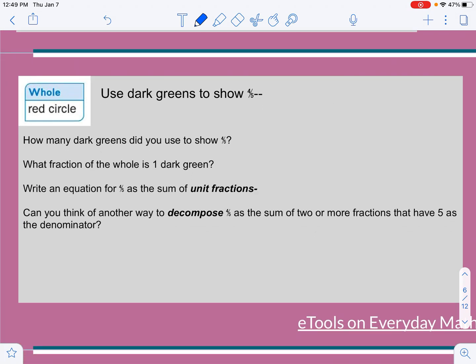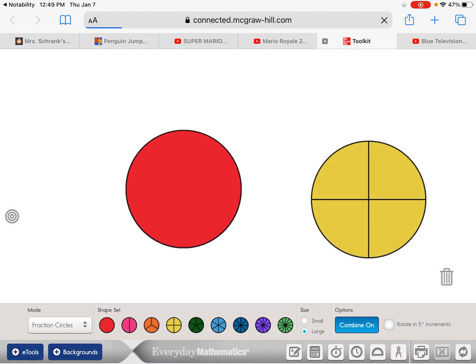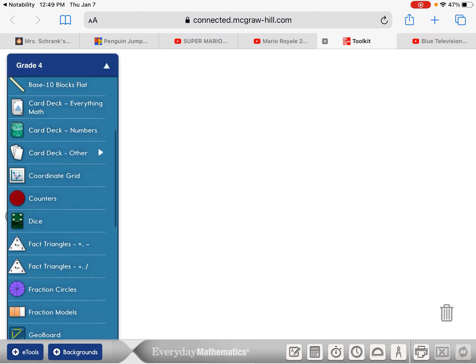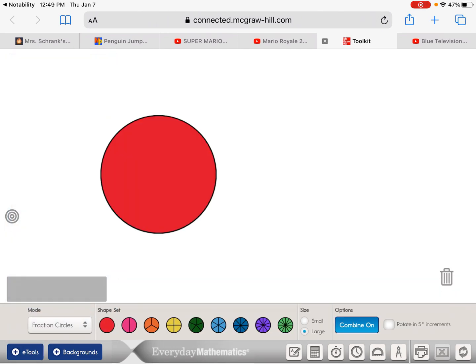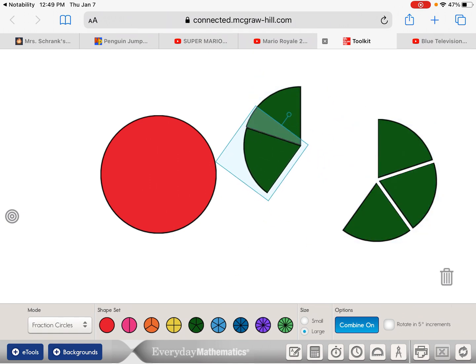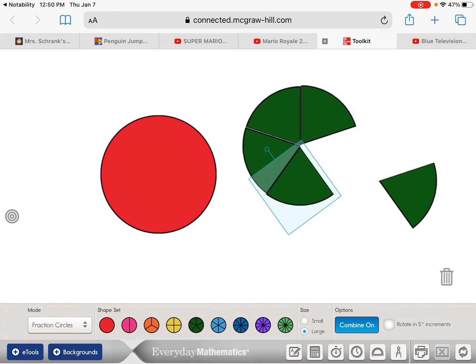Okay. I'm going to go back to my everyday math tools. I'm still looking at the red circle as the whole, and I want to use dark greens to show 4/5. So I'm going to pull open those tools and go back to my fraction circles, red whole, and I'm using this, break it apart to show 4/5. Here's 4 out of the 5 pieces, okay?